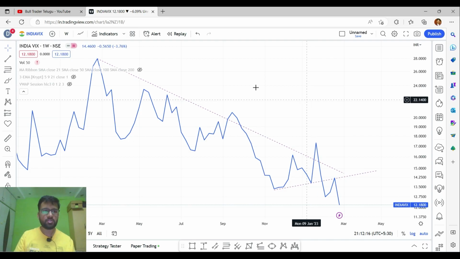So first we'll discuss the India VIX. India VIX is nothing but the volatility index, and it states how much volatility there is in the market. It also indicates greed or fear sentiment in the market. This volatility index is calculated based on the options chain of the Nifty 50, because it's the only traded instrument in our Indian market.